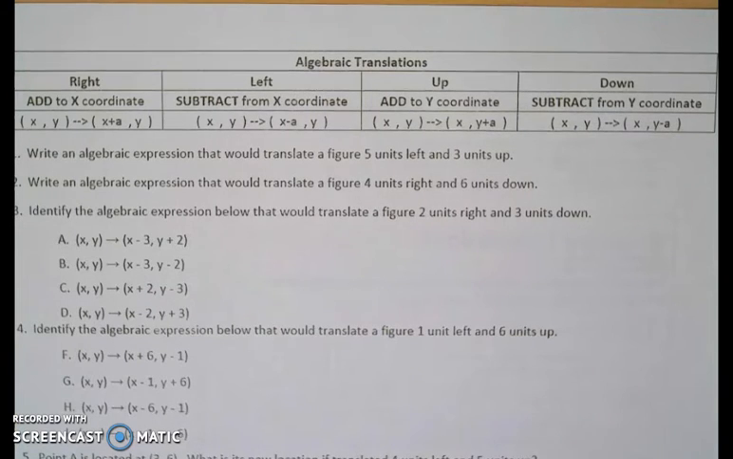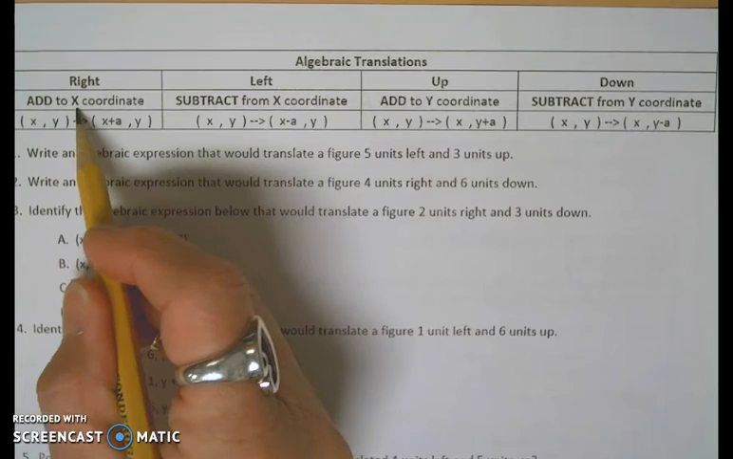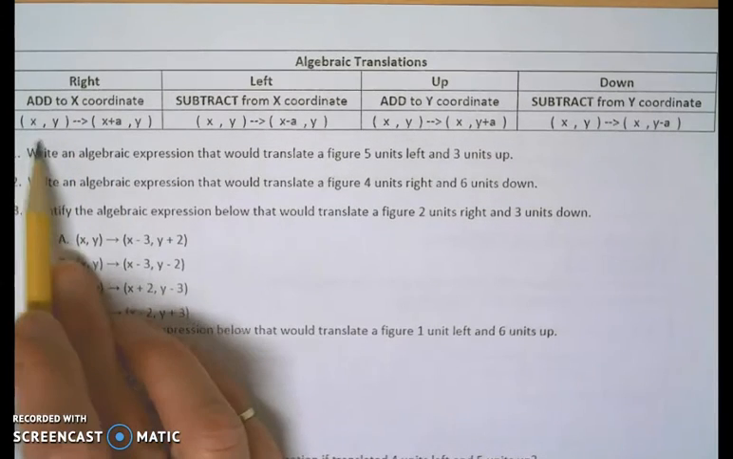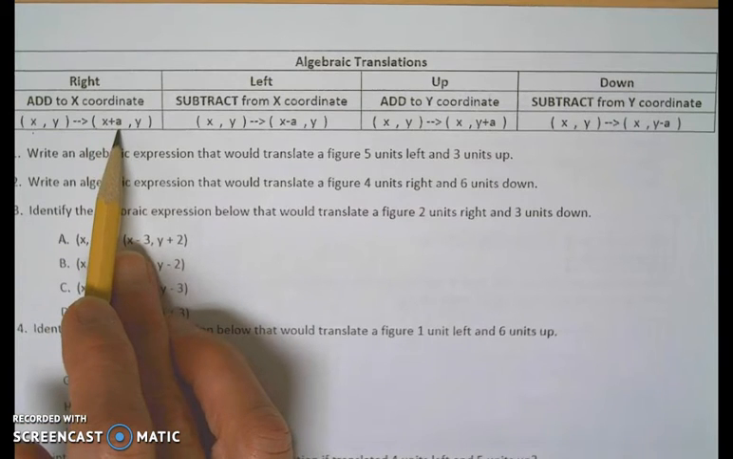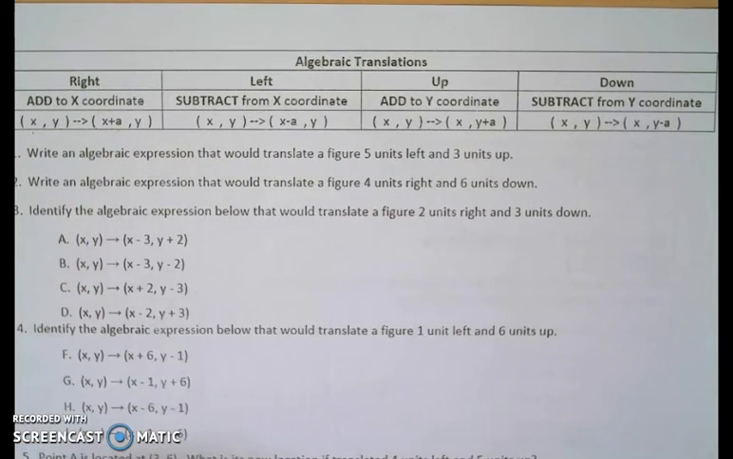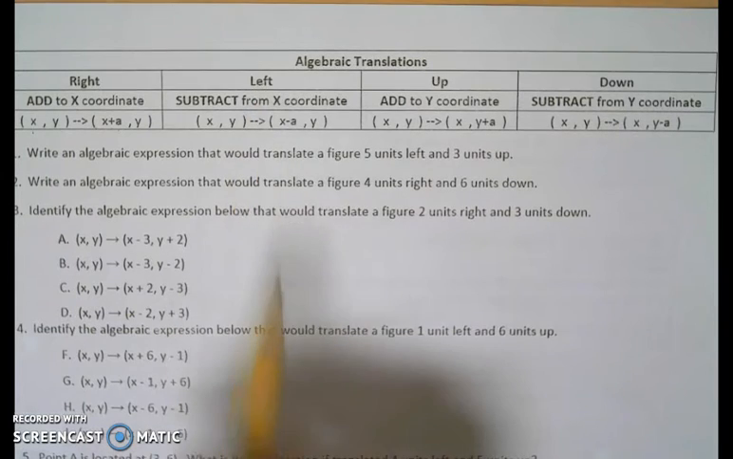Now let's look at some algebraic translations. If you're moving to the right, you will be adding to the x-coordinate. So you will take your original ordered pair xy and it will become x plus however many moves you're making to the right. Y will stay the same. Your left will be subtraction.